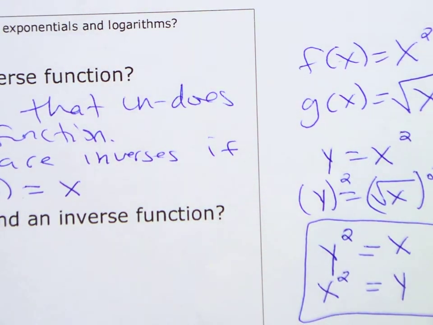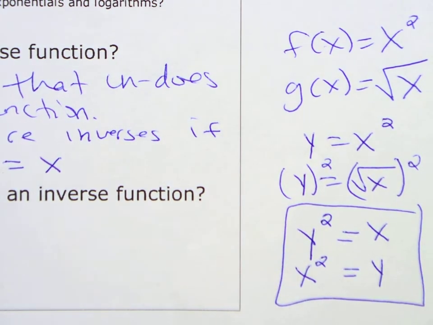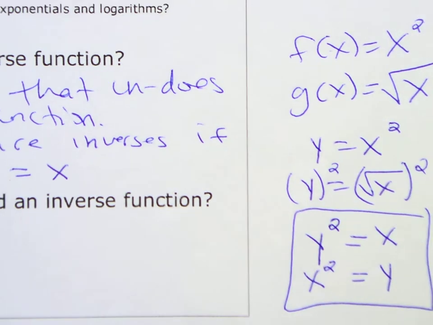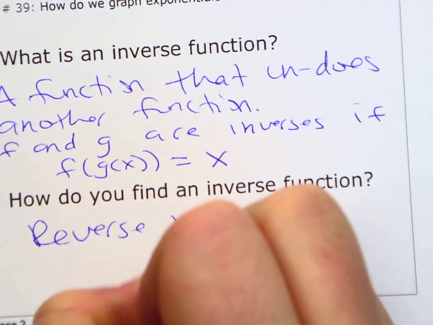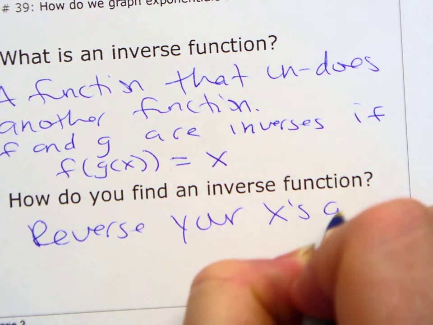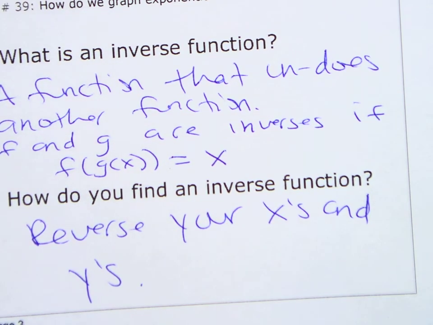What's the difference between those two graphs? Their x and y are reversed. The x's and the y's are reversed. That's how you find an inverse function. You reverse your x's and y's. Do not change the signs. The signs of the numbers do not change. All you're doing is reversing your x and your y. Okay.